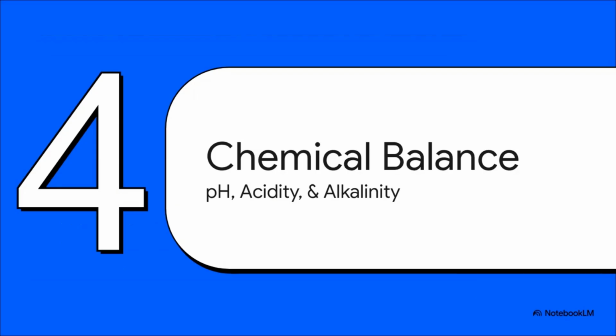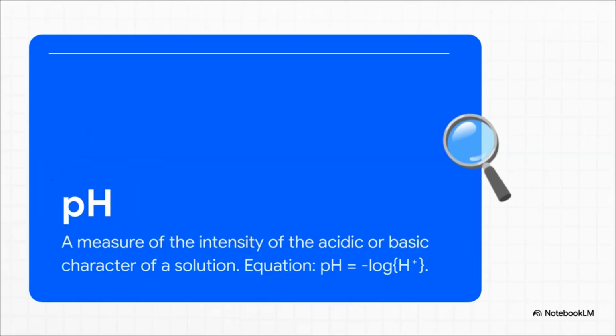Okay, let's shift gears. We've talked about what's in the water. Now let's talk about the water's fundamental chemical personality: pH, acidity, and alkalinity. These parameters describe the acid-base balance that controls pretty much every chemical and biological reaction we care about. We'll start with the most famous one, pH. We all learned about it in school, right? But in water treatment, pH is way more than just a number on a scale.